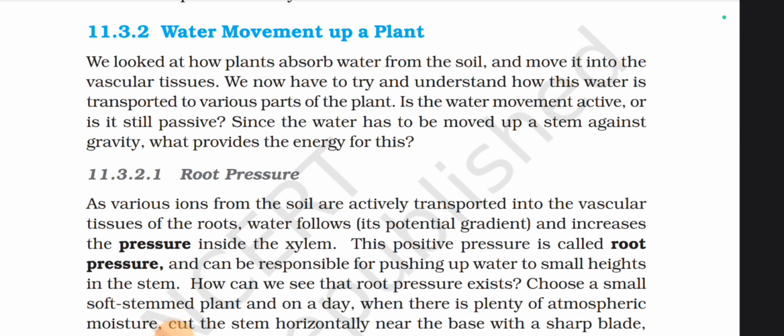Since the water has to be moved up a stem against gravity, that provides the energy for this. बिल्कुल ग्रेविटी अगेंस्ट है तो एनर्जी हमको देना पड़ेगा. इसमें पहला है रूट प्रेशर.